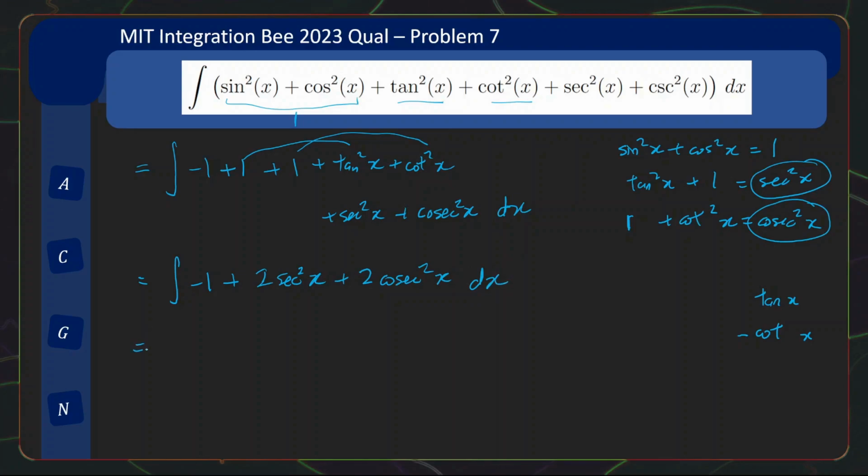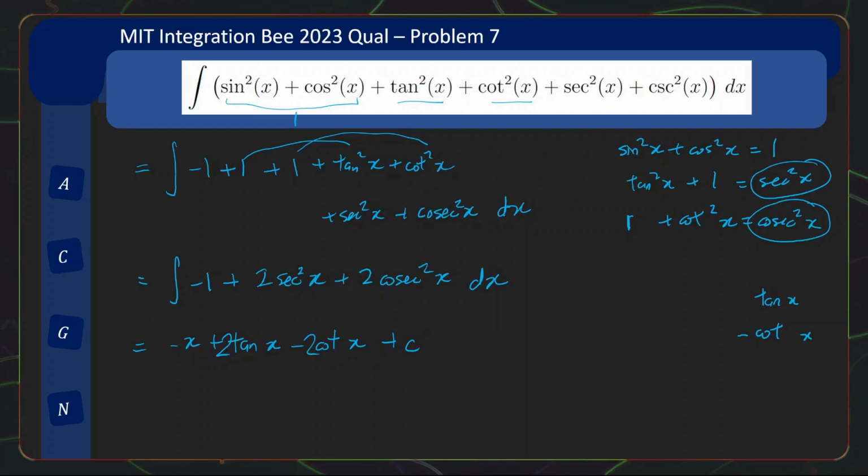Aha, and so now this is just a straightforward integral. It's minus x plus tan x minus cot x. Oh, sorry, 2 tan x and 2 cot x plus c.